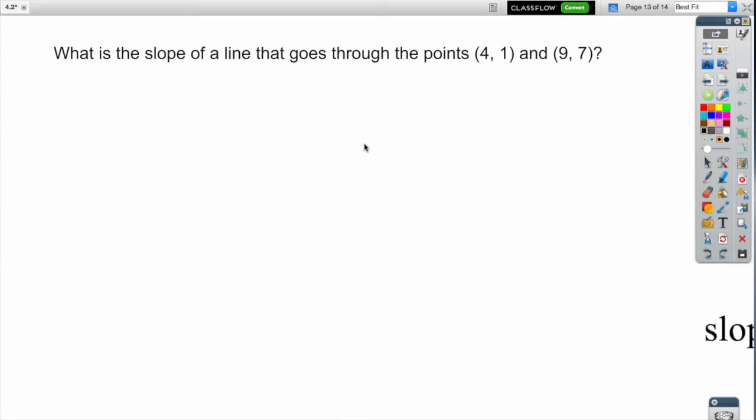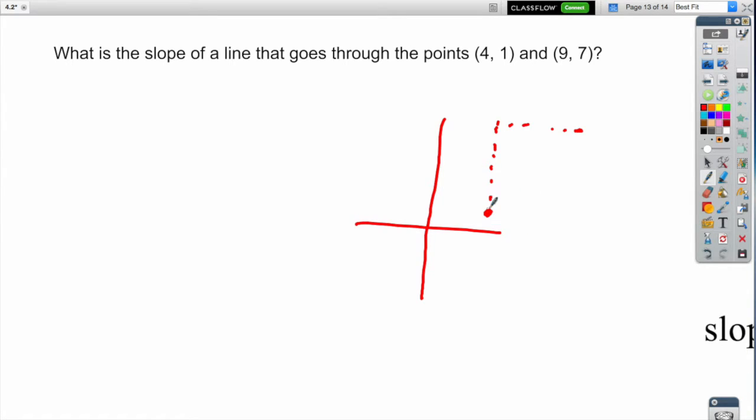Let's say we're doing this problem. What is the slope of a line that goes through the points (4, 1) and (9, 7)? Well, normally what we'd have to do is draw a graph, graph (4, 1), graph (9, 7), and then physically count the rise and run. All right, but I don't want to have to go through that trouble every time. So here's a way to find slope between 2 points without actually needing the graph.